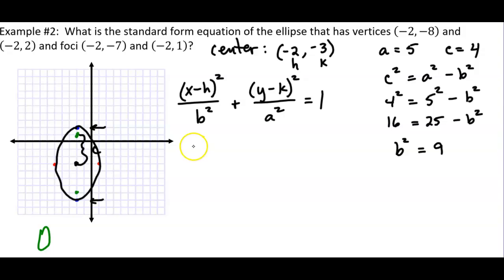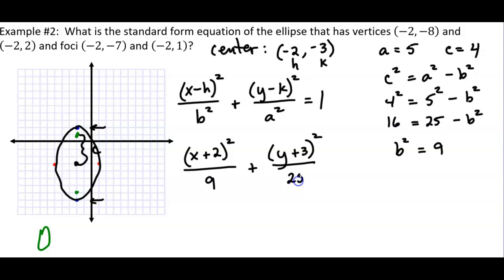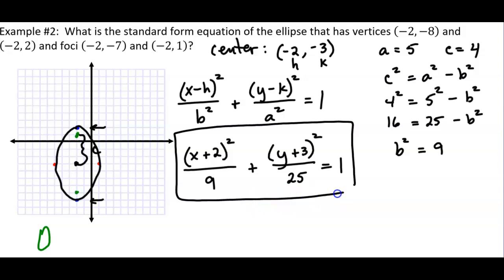Okay, so here it comes, x. Now it's going to be minus h, and h is -2, so that's going to make it +2. And then my b squared was 9. And then it's going to be y minus k, but k was -3, so it's going to be y plus 3 squared. Don't forget the square on that standard form. And then a squared, well, a was 5, so a squared is 25 equals 1. And that's how you would do a problem like that.